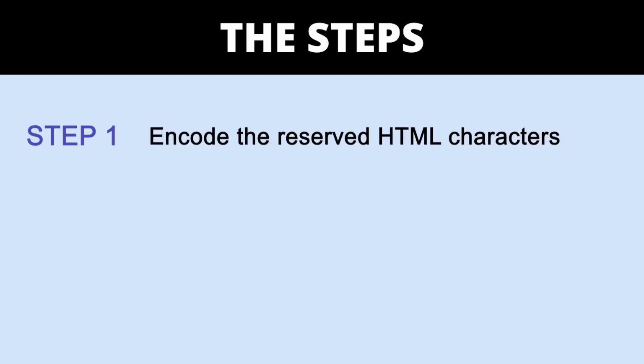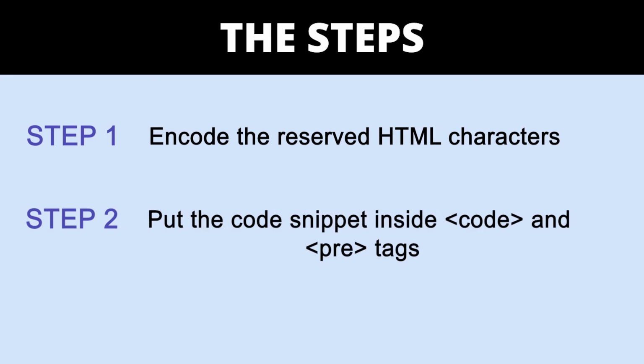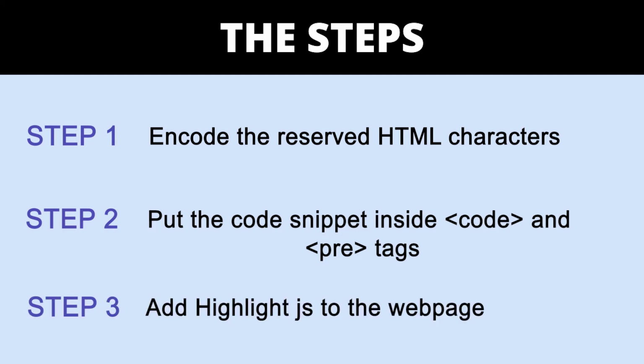So, what are the steps to follow? Step number 1. We must encode the reserved HTML characters. Some characters are reserved in HTML, and they must be encoded in order to be displayed in the web page. Step number 2. We should put our code snippet inside code and pre tags. Step number 3. Add highlight.js to our web page to display our code snippet with colors.